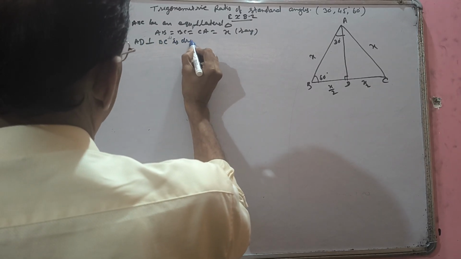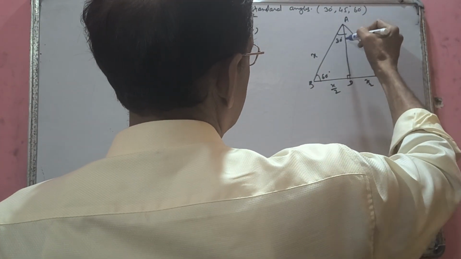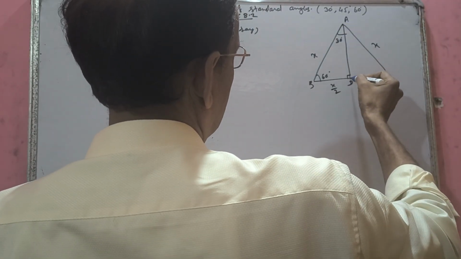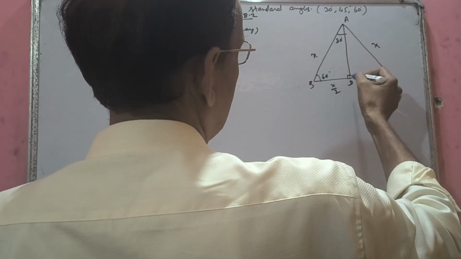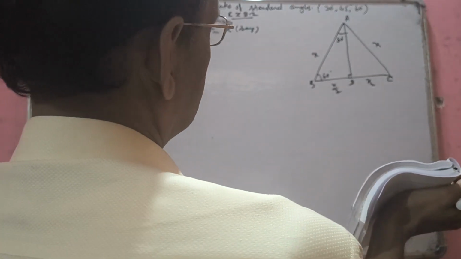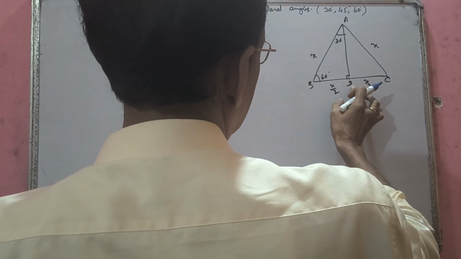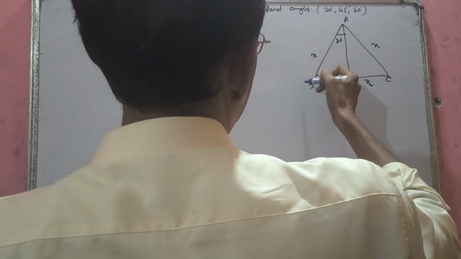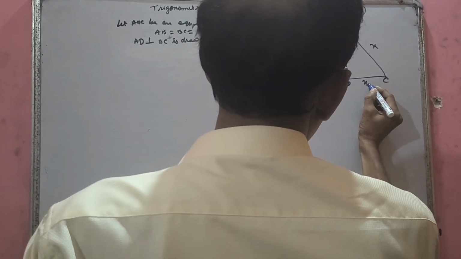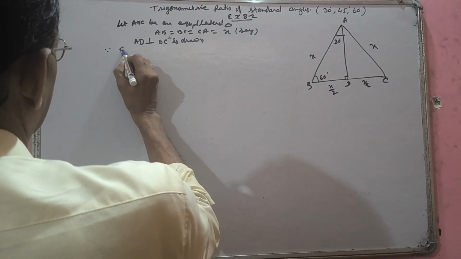AD is drawn on BC. Now you know for an equilateral triangle, the altitude is also the median. So if we have drawn perpendicular AD on BC, it will be median on BC also because triangle ABC is equilateral. So if it is median on BC, then it will divide the base, D will be the midpoint. So if AB equal to BC equal to AC equal to X, obviously BD equal to CD will be X by 2.